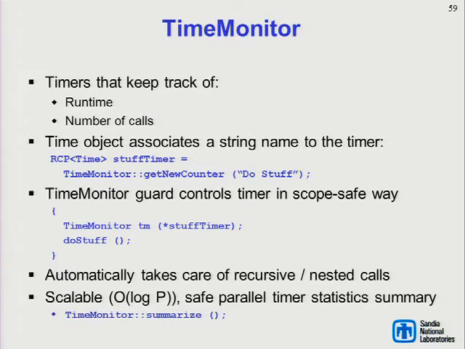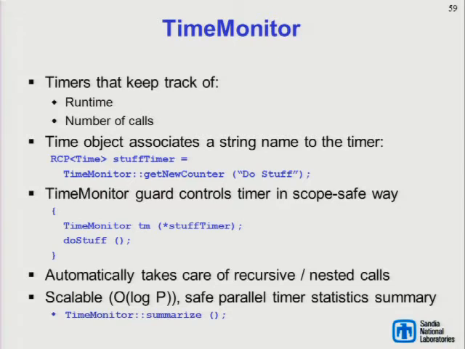Time Monitor is another nice tool. A lot of times when I run a bit of software, I want to know how much each part takes, especially as a developer, so I know which parts to improve. Which parts do I need to pay attention to? Time Monitor is a way that does that. It gives me a nice, scope-safe way of controlling a timer. Then at the end, when I'm done, I can call summarize. Every timer on all the processors gets condensed, and now I can get min, max, and mean results on my timers across my entire parallel job.